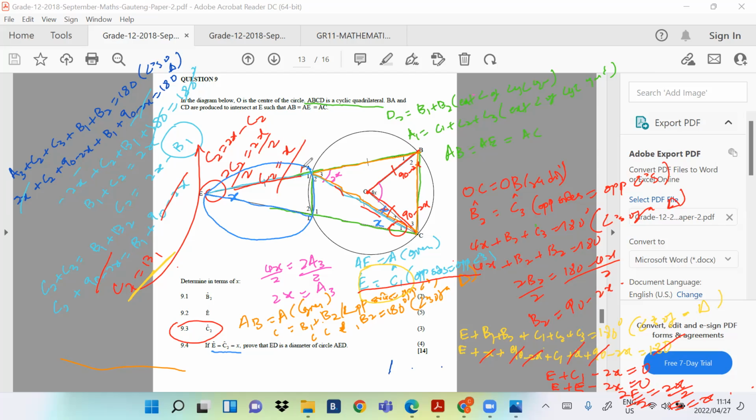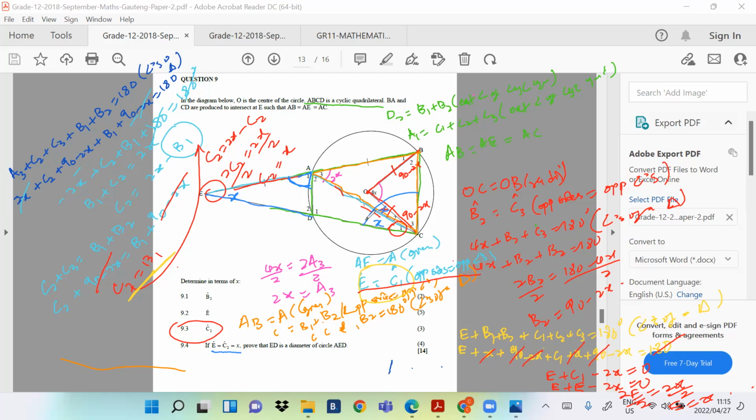What did I say? If they ask you to prove a diameter, you must look out for 90 degrees, because that 90 degrees will always be subtended by the diameter. So which angle are we looking for? A1. So we need to calculate and see if A1 is going to give us 90. Okay, so let's look. We don't know D2, so let's leave D2.